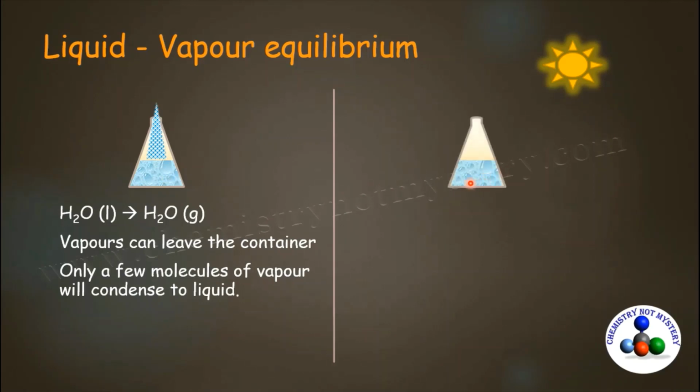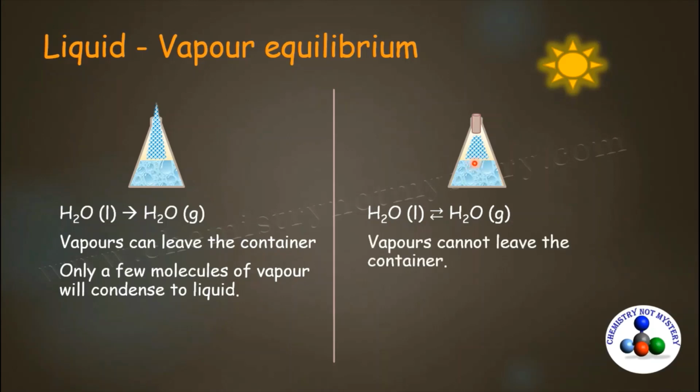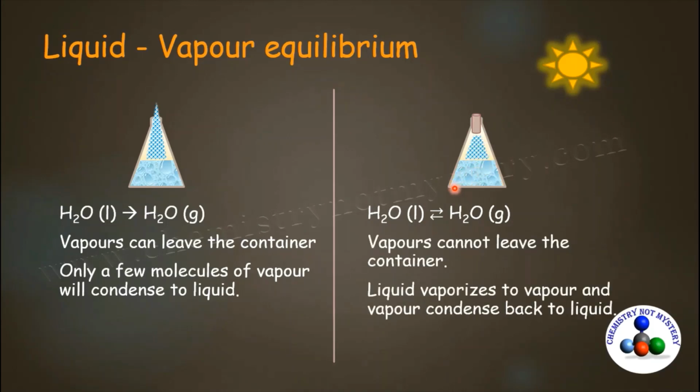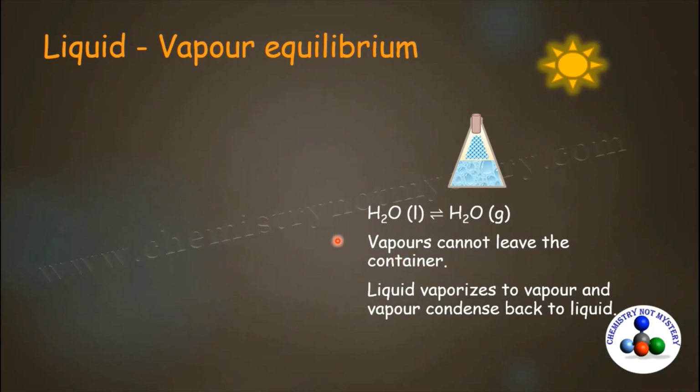Now here I have placed water in a closed container. Here water vapor cannot leave the container, so it condenses back in the form of liquid. In the closed container, this reaction will be a reversible reaction because you can get liquid back from the water vapor. Now let's study this reversible reaction. To study it, we are going to plot a graph in which we plot rate of the reaction on the y-axis and time on the x-axis.